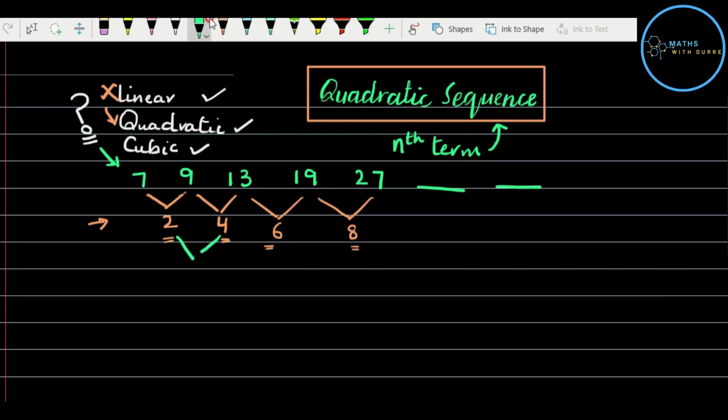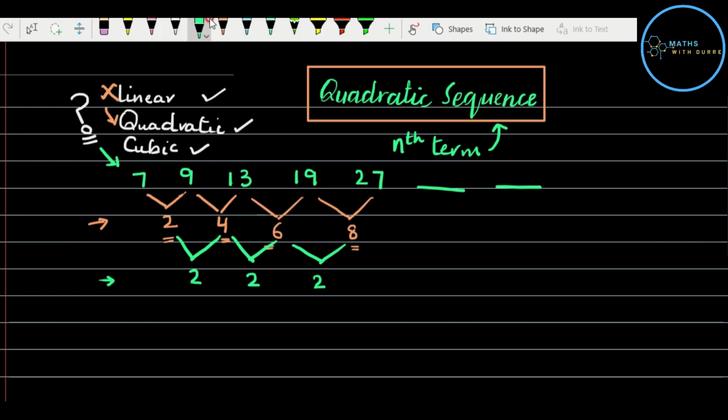Like this. What is the difference of 4 minus 2? 2. What is the difference of 6 minus 4? 2. And 8 minus 6 is also giving us 2. Alright, so now stop here and check. Are you getting the same common difference?